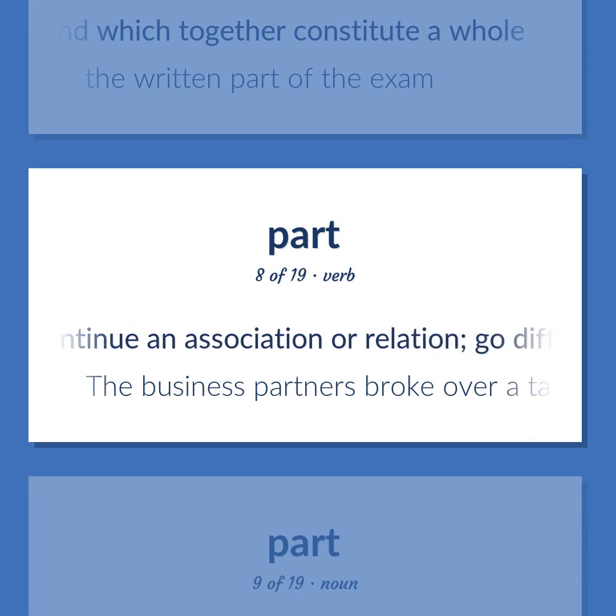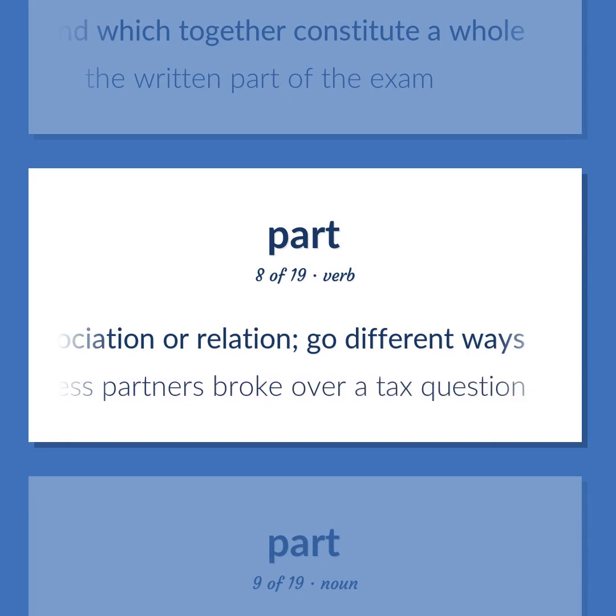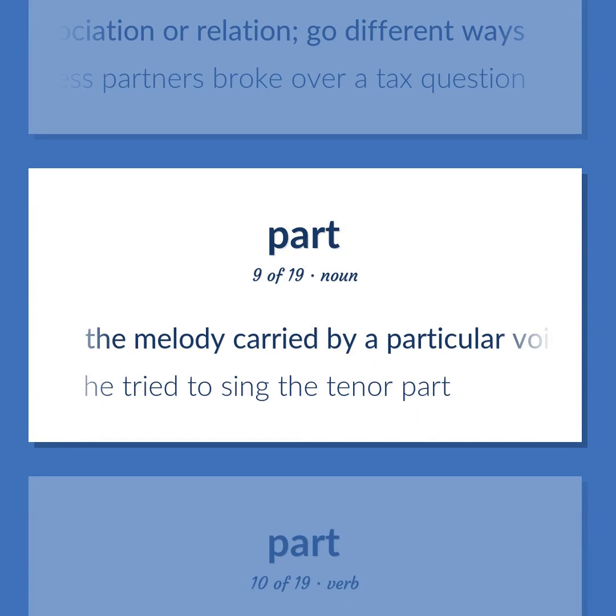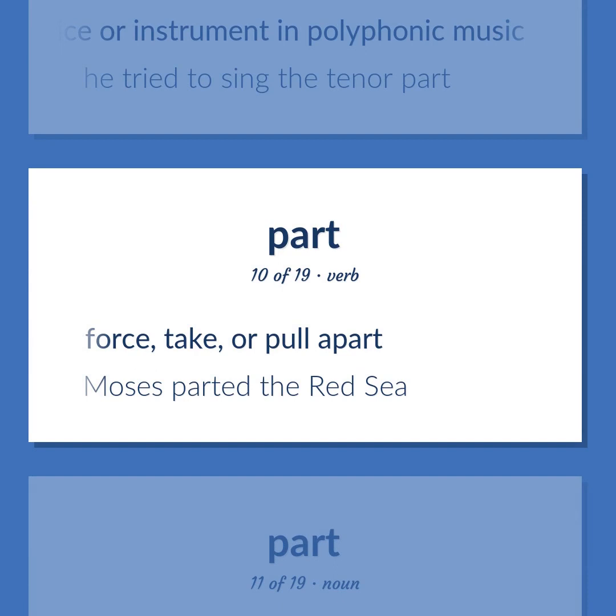Discontinue an association or relation. Go different ways. The business partners broke over a tax question. The melody carried by a particular voice or instrument in polyphonic music. He tried to sing the tenor part. Force, take, or pull apart. Moses parted the Red Sea.